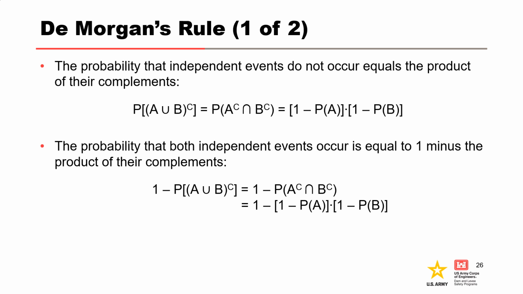Now that we have the probability of neither event occurring, we can take 1 minus that product to get the probability of either event A or event B occurring. This is the union of events A and B. So the probability that one or both independent events occur is equal to 1 minus the product of their complements. The next slide will give a good illustration of this process.